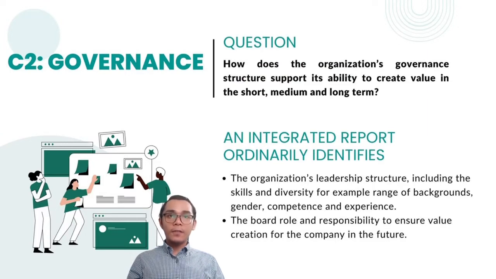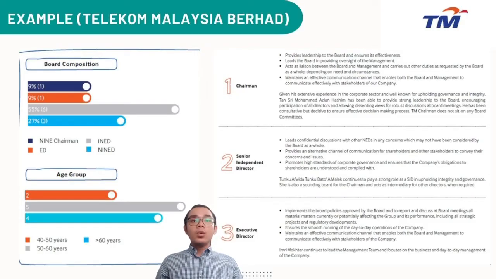Next is governance. How does the organization's governance structure support its ability to create value in the short, medium, and long term? An integrated report ordinarily identifies the organization's leadership structure, including the skills and diversity. Next, the board's role and responsibility to ensure value creation for the company in the future. For these examples, we also take Telecom Malaysia.